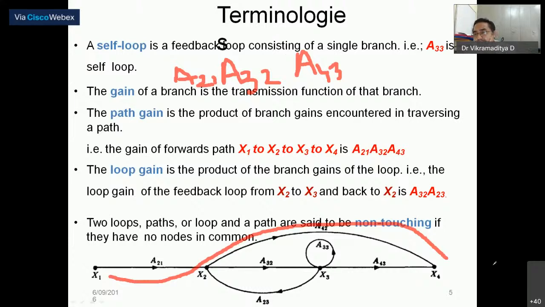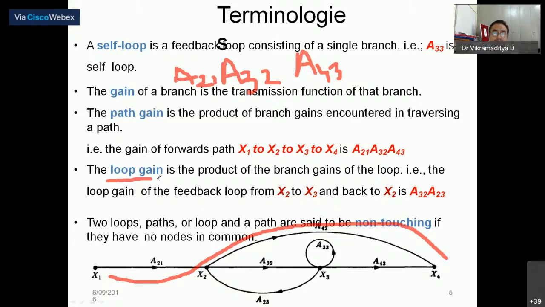Yes, here we are considering only the forward path. There will also be a loop gain, which will be called the loop gain. If we consider loops also, the next term is loop gain. So at present, the path gain word is used only for the forward path. A21, A42, very correct. Most of you have written very correct. A21 and A42, very good. So two forward paths were there and we have already written their path gain.